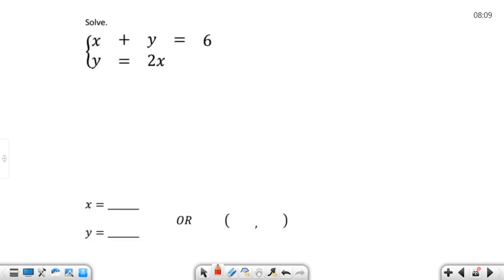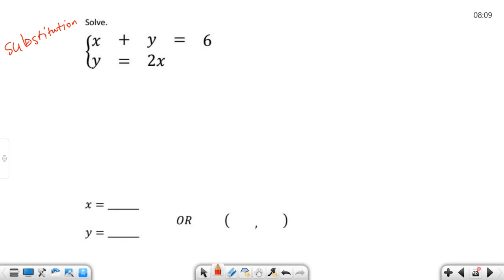So let's look at some examples. When I look at this, I have y equals and there are no y's over here. So I'm going to choose to use substitution because of that. This is my first choice. I already have x equals or y equals, so I'm going to go straight to substitution.